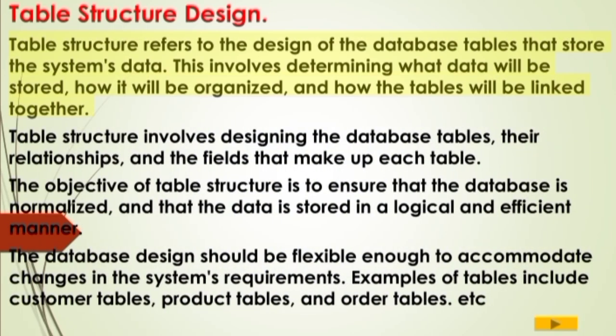Table structure design. Table structure refers to the design of the database tables that store the system's data. This involves determining what data will be stored, how it will be organized, and how the tables will be linked together. Table structure involves designing the database tables, their relationships, and the fields that make up each table. The objective of table structure is to ensure that the database is normalized, and that the data is stored in a logical and efficient manner. The database design should be flexible enough to accommodate changes in the system's requirements. Examples of tables include customer tables, product tables, and order tables, etc.